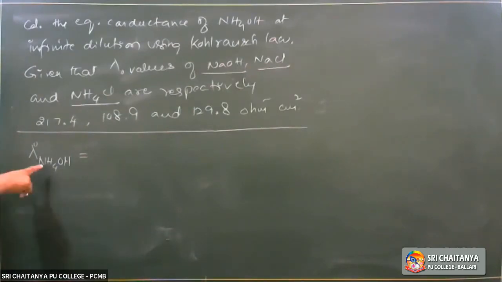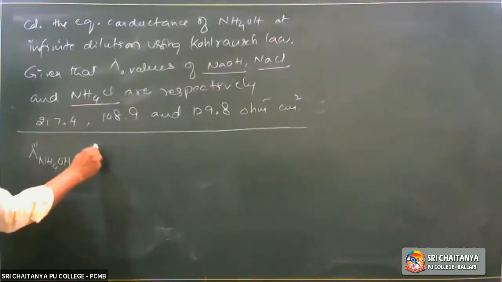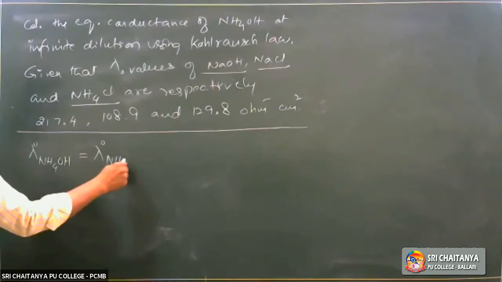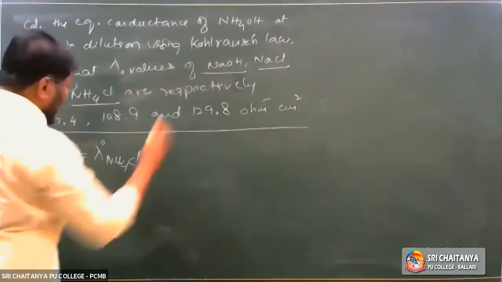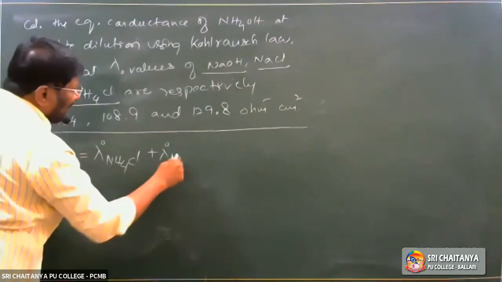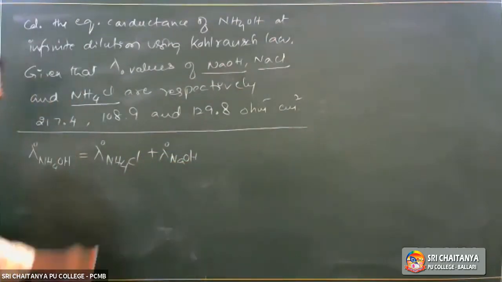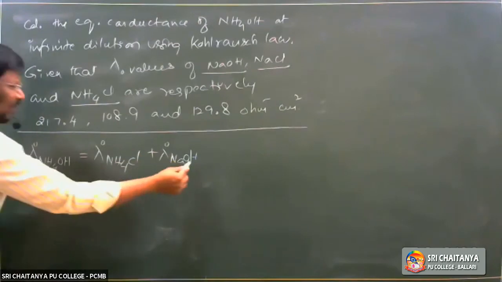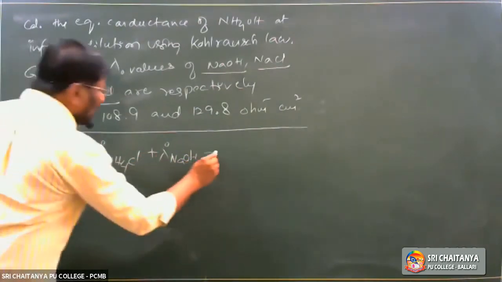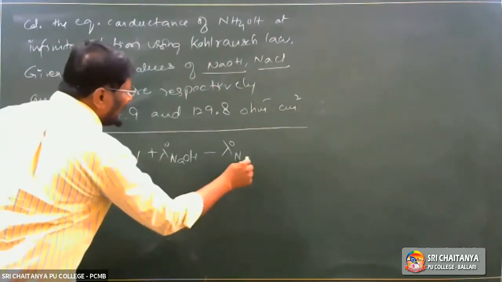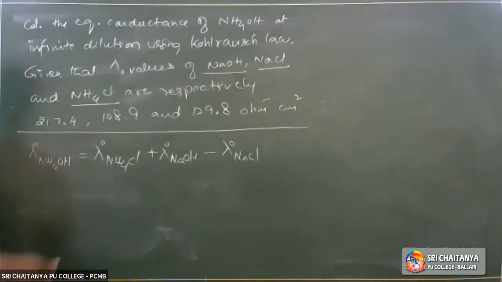Now let us see NH4OH. Where do you find NH4? Here, NH4Cl, so lambda naught NH4Cl. OH is in NaOH, so lambda naught NaOH. Now we need NH4 and OH only. We don't want Na and Cl, so you subtract lambda naught NaCl. Now you just substitute the values and find out the answer.